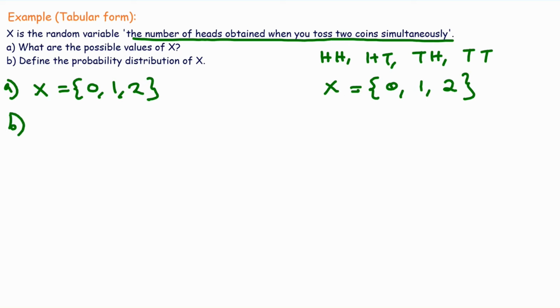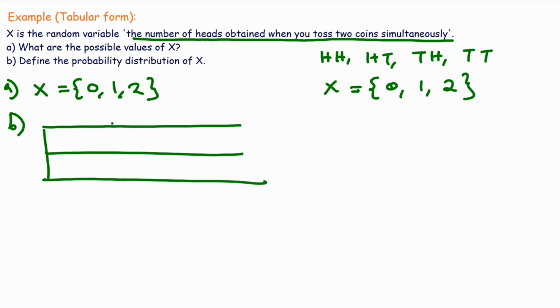Then part B: define the probability distribution of X. We can define this probability distribution in a table. We can represent it in simple words. We can represent this in a table.